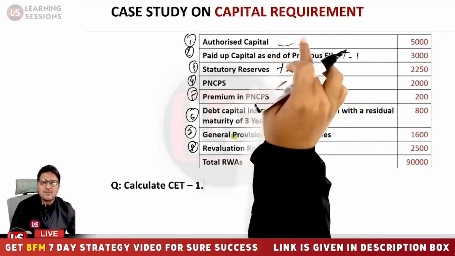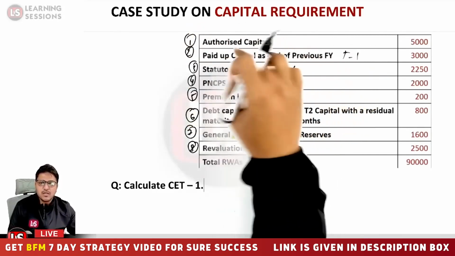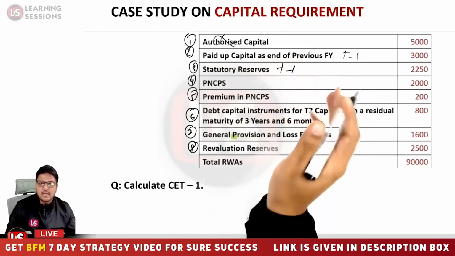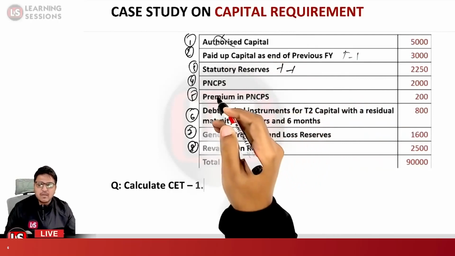Authorized capital is the maximum capital which can be issued by the bank itself, so it is not part of it. I just understood it wrong. So authorized capital is not part of any capital actually. Paid up capital is part of tier 1 capital. Statutory reserves are part of tier 1 capital.